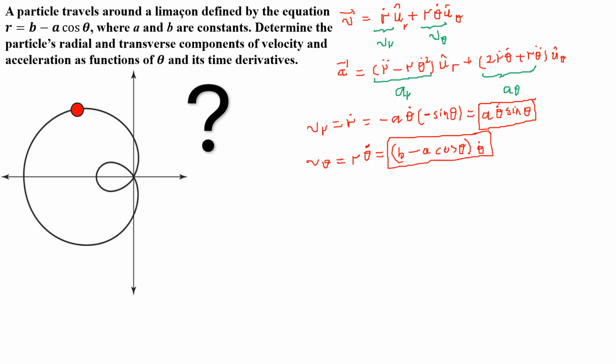Now about the acceleration, let me start with a_r. The radial acceleration simply is r double dot minus r theta dot squared. Now to find r double dot, remember that we have found r dot here, so I can take the time derivative for this again. Of course here a is constant, but here we have two functions: theta dot and sine theta. So we have to use the product rule of differentiation. A, I'll just take it outside, just a constant.